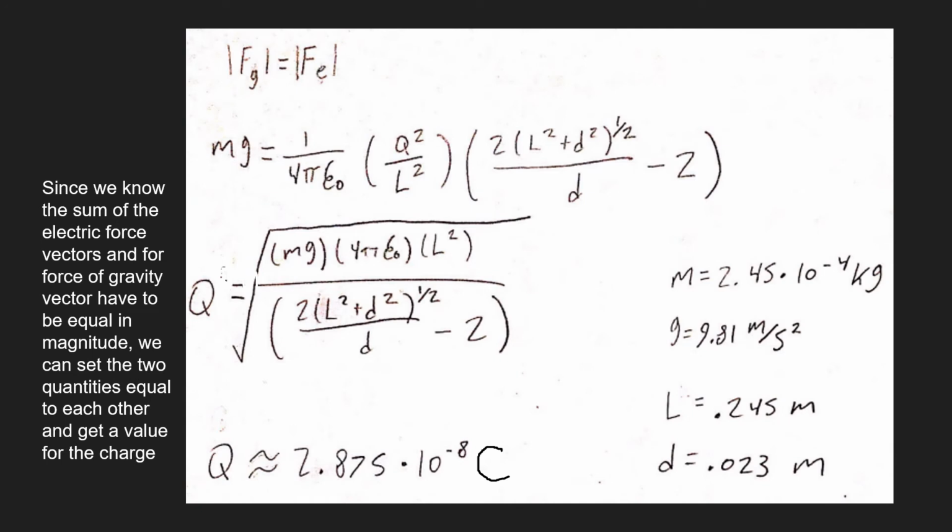Now, since we know that the force of gravity and the electric force have to be equal in magnitude, we can rearrange the numbers to give an expression for Q. And using the values we measured from the previous lab that are also listed in an earlier slide, we find that the charged tapes have a charge of 2.875 times 10 to the negative 8th coulombs.